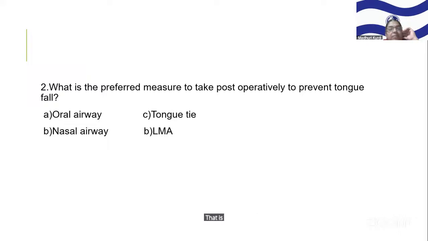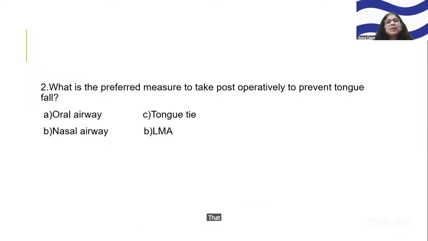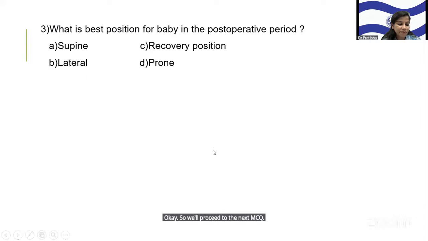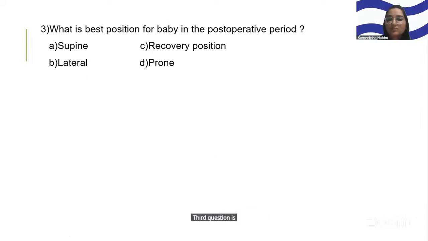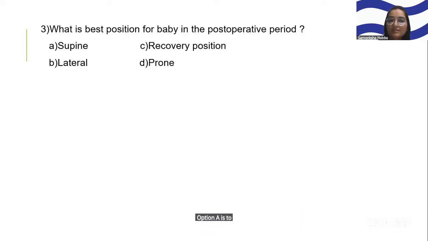Yes, time is up. Now you can answer, Dr. Samiksha. That's the correct answer. So we'll proceed to the next MCQ. Third question is, what is the best position for the baby to keep in the post-operative period? Option A is supine position, B is lateral position, C is recovery position, and D is prone position.